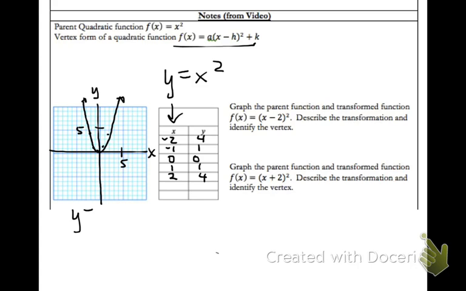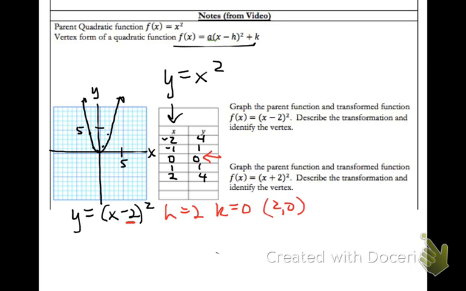So f of x, or y, equals (x minus 2) squared. If I look back at my parent function, I can see that the lowest point of that parabola is (0, 0). That is the minimum point, and that is my vertex. If I look at the equation, those values are in my h and k positions. So when I'm graphing this new equation, I can see that this 2 is h, and my k value is 0. And so that will be my vertex.